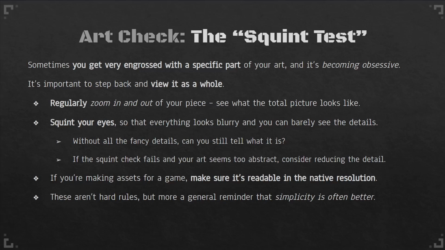And also, if you're making your art for a game, make sure it's readable in the native resolution. So if you have a 16 by 16 tile, but the overall screen is 360 by 270, then zoom out. Put that 16 by 16 tile in that 360 by 270 screen and see what it looks like. If it can't be read at that resolution alone, then you might want to consider either changing the tile or modifying it in some way. But that's a really good way to make sure that your art looks good and is readable.